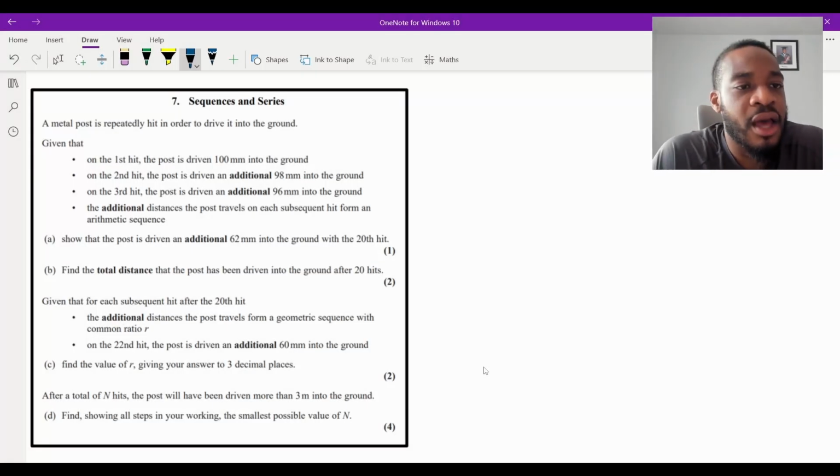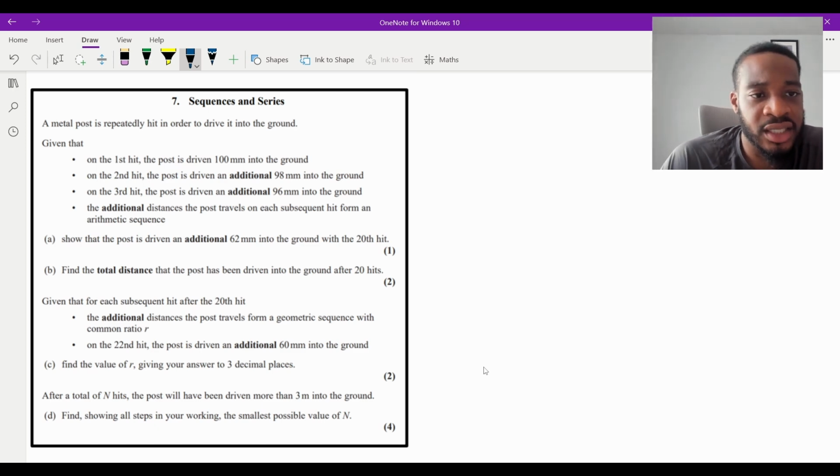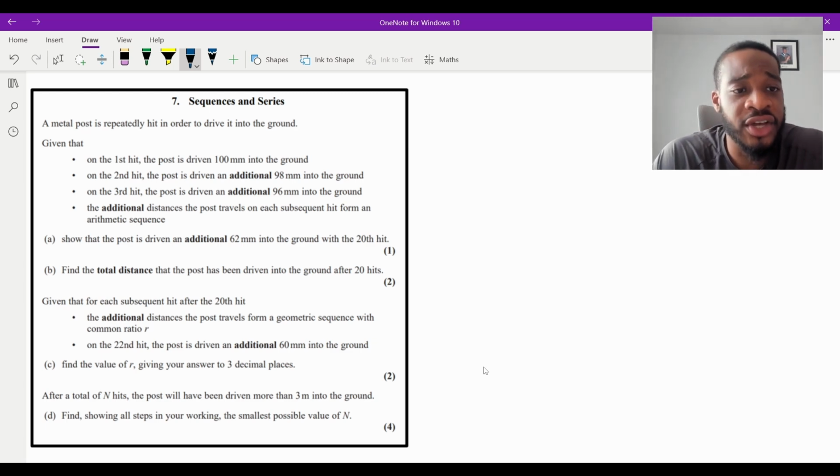Okay, so question 7 says a metal post is repeatedly hit in order to drive it into the ground. Given that on the first hit, the post is driven 100 millimeters into the ground. On the second hit, the post is driven an additional 98 millimeters into the ground. On the third hit, the post is driven an additional 96 millimeters into the ground. And the additional distances the post travels on each subsequent hit form an arithmetic sequence. Part A says we need to show that the post is driven an additional 62 millimeters into the ground with the 20th hit. Okay, so we know that it's arithmetic.